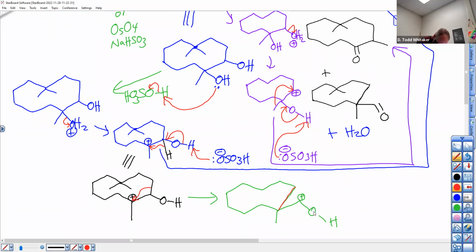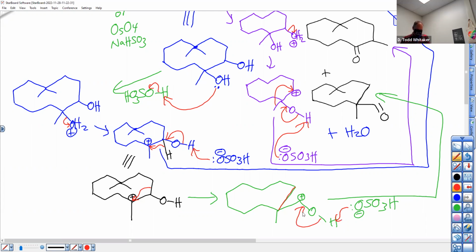We'll go green here. Ooh, sorry, I didn't say that. OSO3H negative. These are going to take practice, everybody. But you've got lots of examples on old tests.